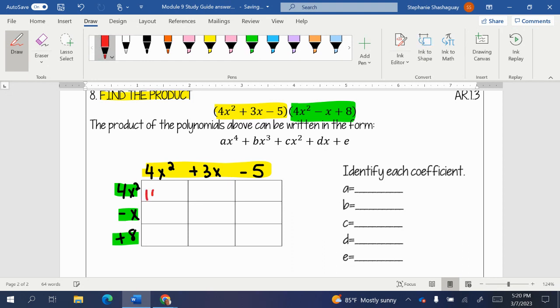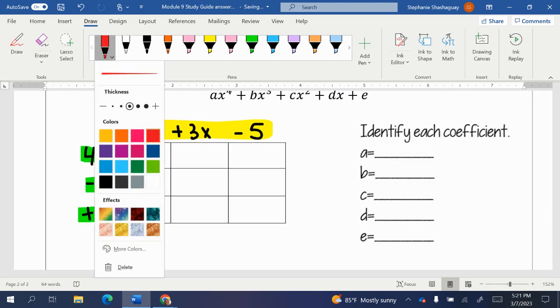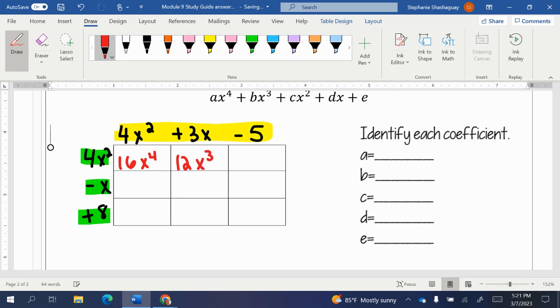4 times 4 is 16. X squared times x squared is x to the power of 4. Okay, I'm going to zoom in a little bit. 4 times 3 is 12. X squared times x is x cubed. 4 times negative 5 is negative 20, and then we have x squared. Negative x times 4x squared is going to be a negative 4x cubed. Negative x times a positive 3x is going to be a negative 3x. And negative x times negative 5 is going to become a positive 5x.